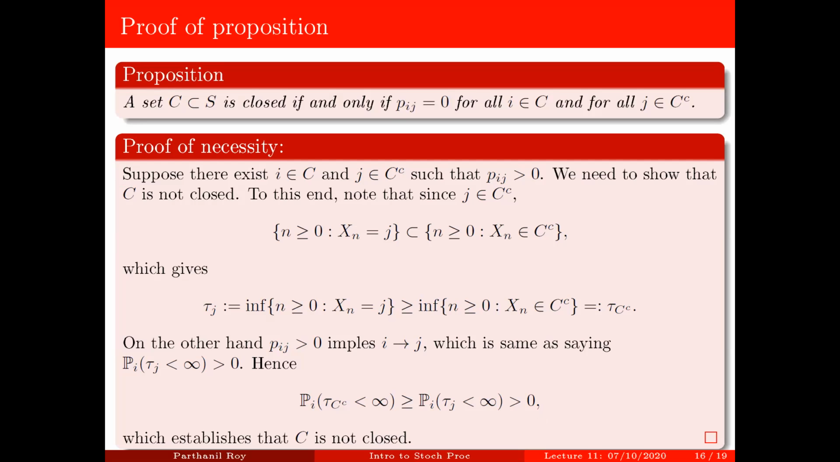The proof is actually very easy. I've written all the details, that's why it looks longer, but it just says that since j is not in C complement, tau j is a trivial upper bound for tau C complement. Because if you have already hit j, you must have hit C complement. And also i leads to j, so therefore tau j is finite with positive probability, and therefore something smaller is also going to be finite with positive probability. And that's it. That shows C is closed.